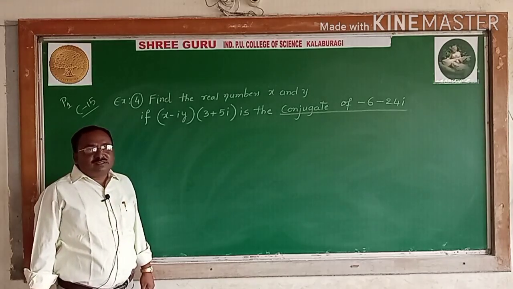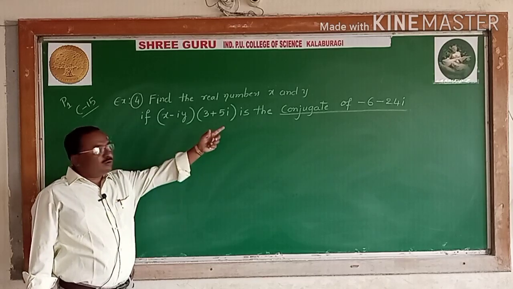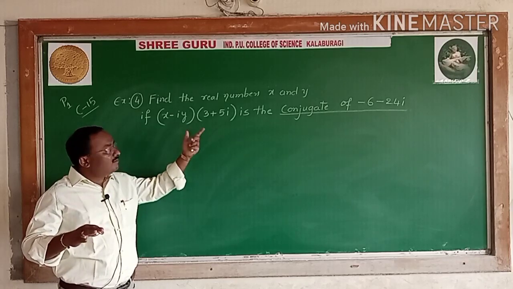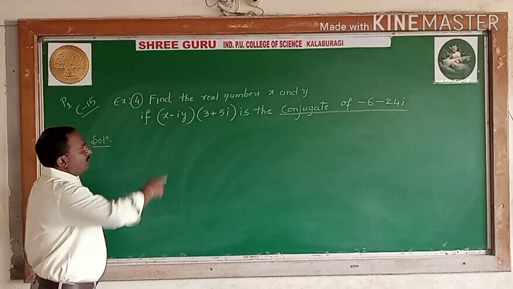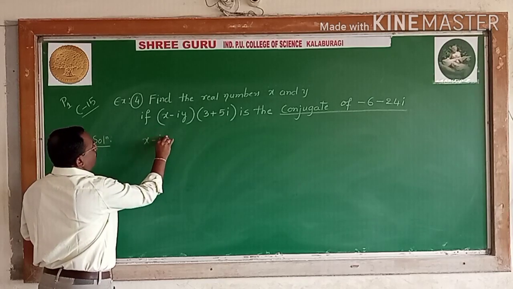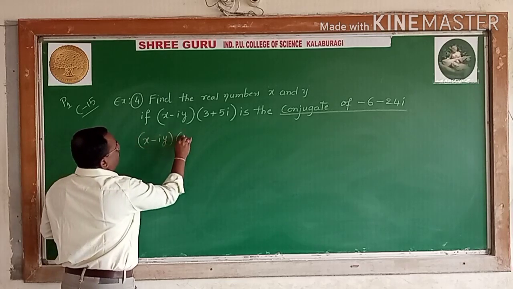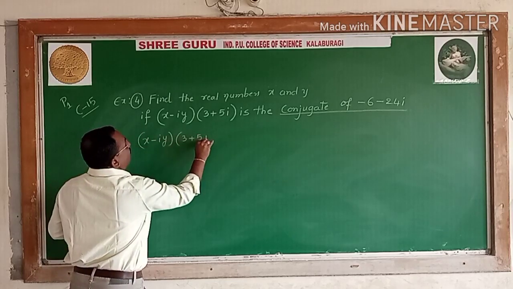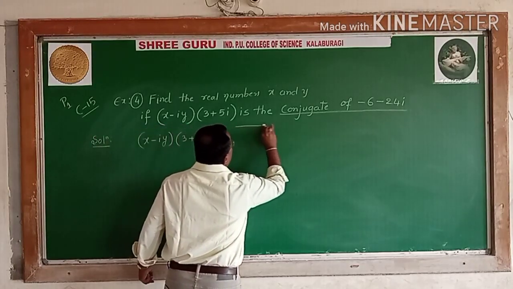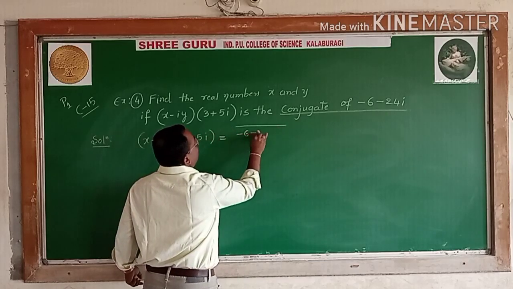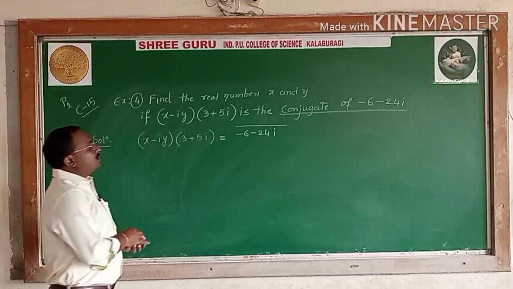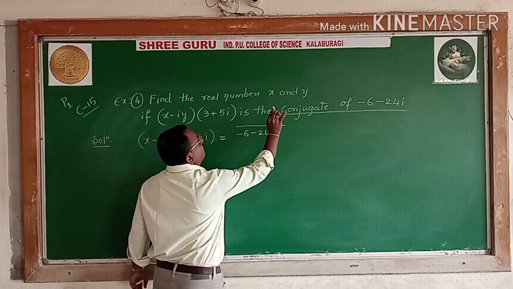In class 3 or 4, equality of complex numbers, I solved a few examples, and one more is in the miscellaneous examples. This one I will explain. Find the value of x and y. Given is what? x minus iy, a complex number, into 3 plus 5i is equal to the conjugate, conjugate means bar, of minus 6 minus 24i. This is the conjugate symbol.